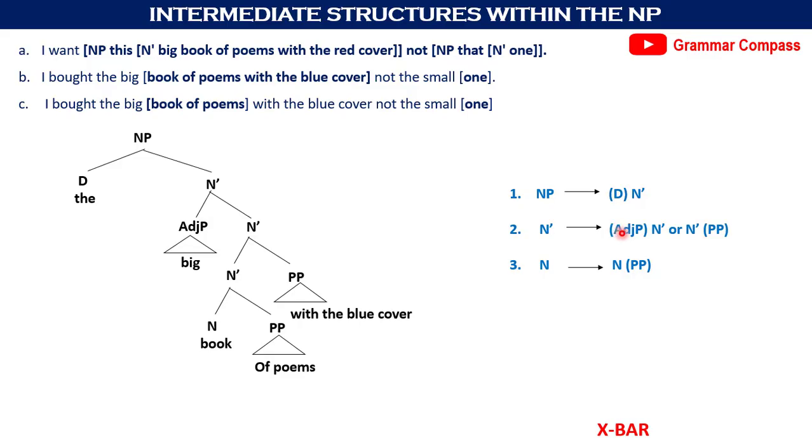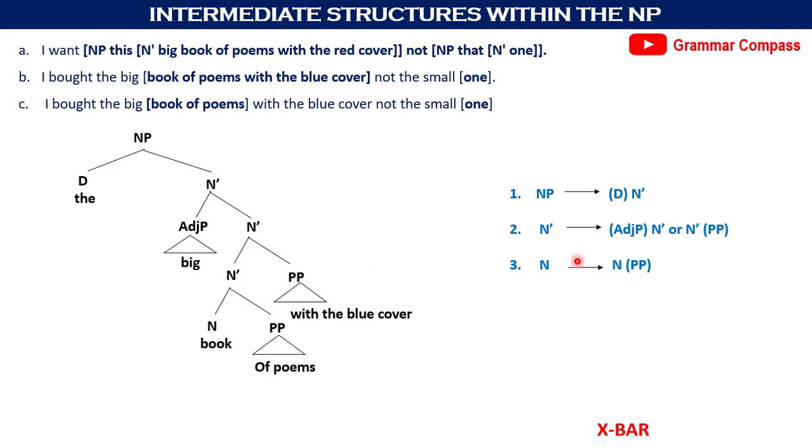It can be repeated over and over. So over here we can see that we have modifiers and qualifiers. At the first intermediate level, we have a modifier, the adjective phrase "big," modifying the N bar that contains the noun head. Now in our next intermediate category, we have our PP, "with the blue cover," qualifying our N bar, which contains the noun head.